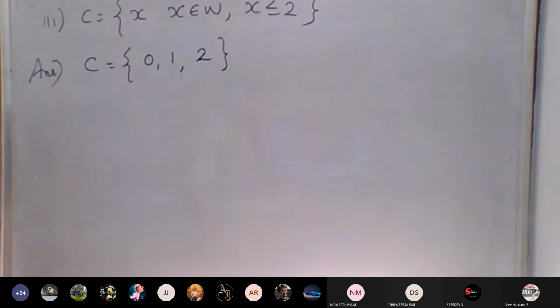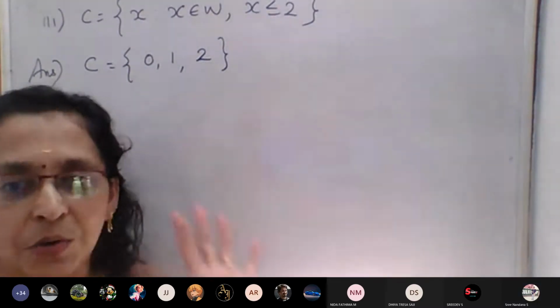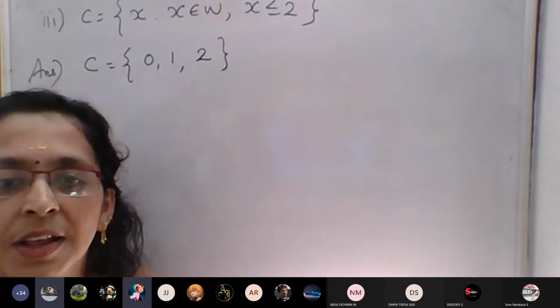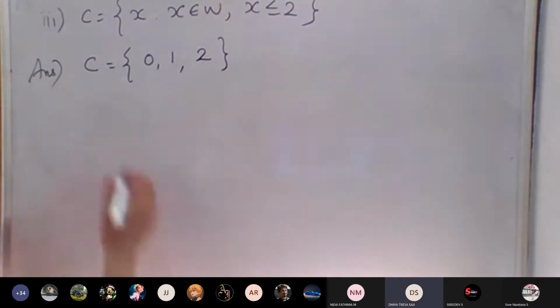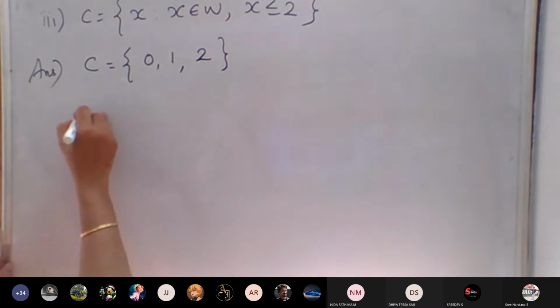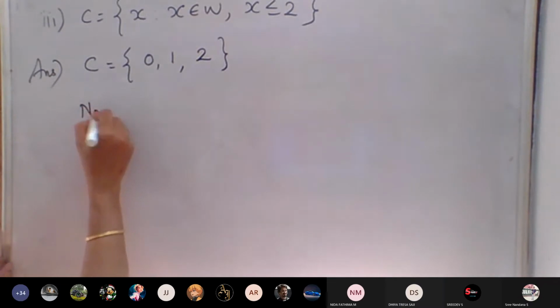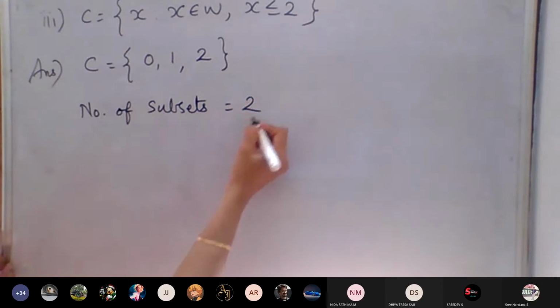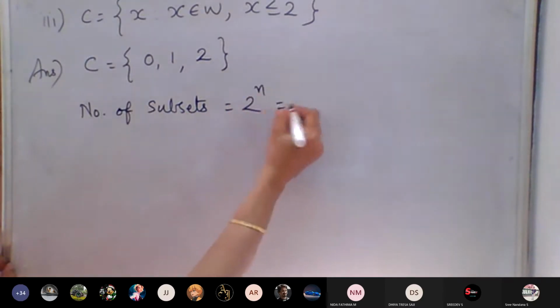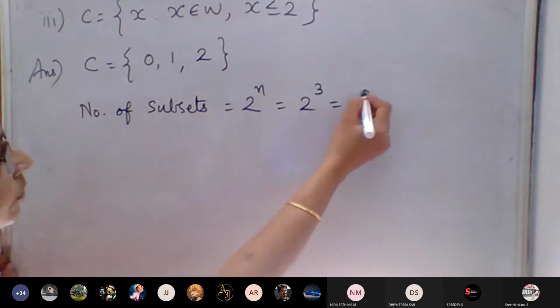Then next step is what we have to do. So we got the question only, no? We have to find the subsets of the set, subsets and proper subsets. So number of subsets is equal to 2 raised to n, which is equal to 2 raised to 3.